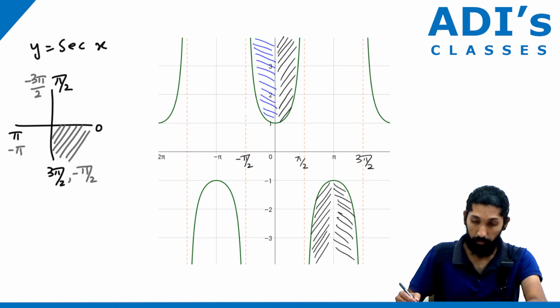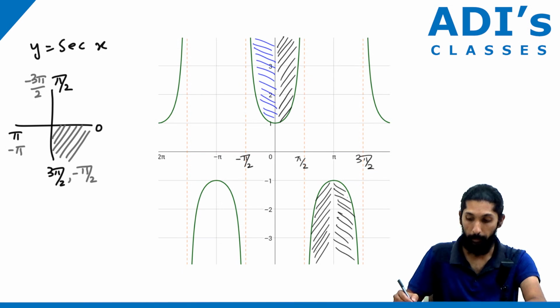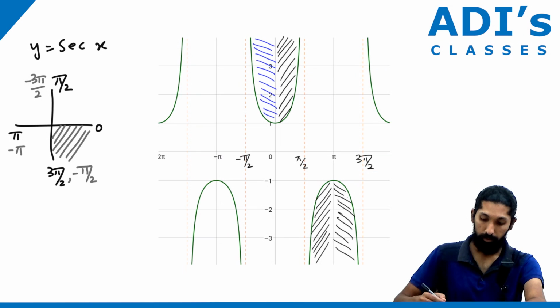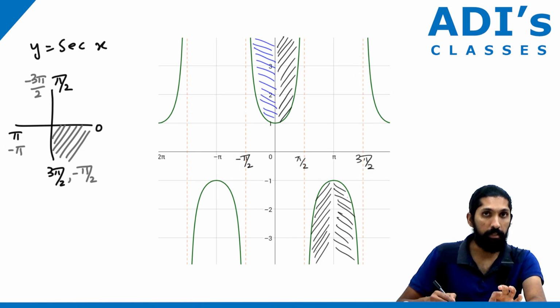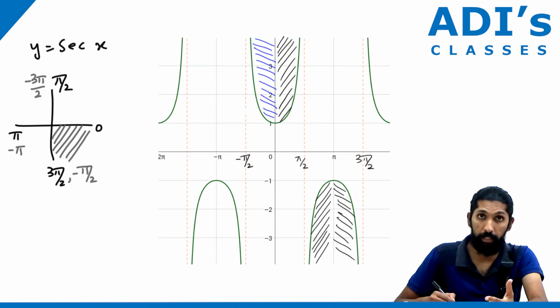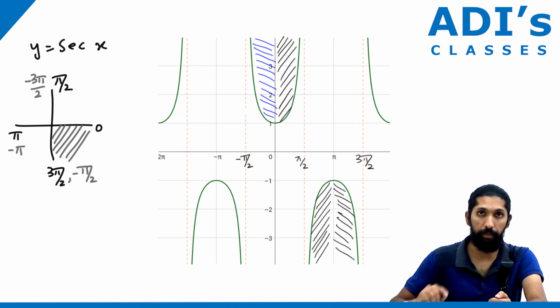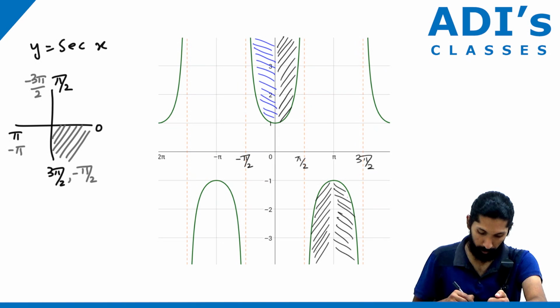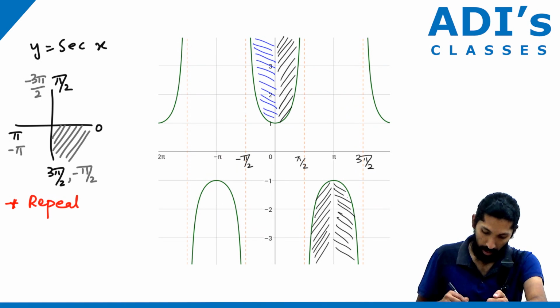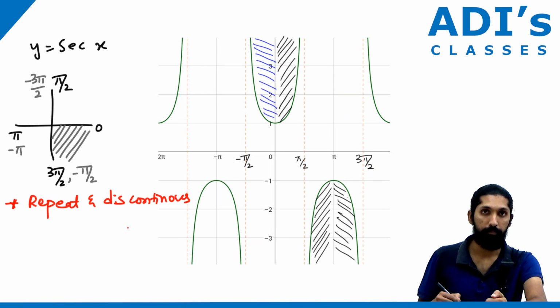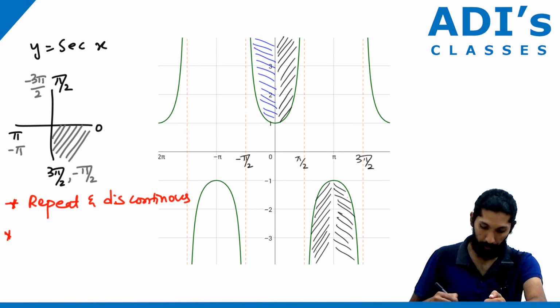Now here, what is the takeaway from this particular graph? Because now that we know, fine, this is how it's going to be. Very first point, is it continuous? No, it's not continuous. Is it repetitive? Yes, it is repetitive. That means the first point we can write is that it is repetitive and discontinuous. Correct?